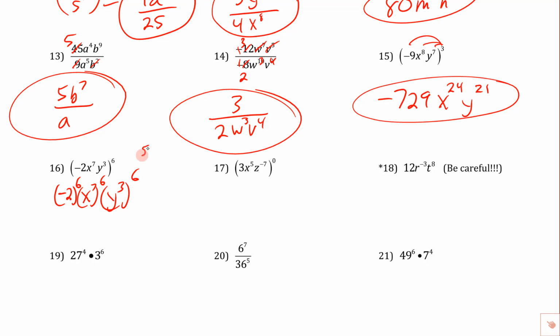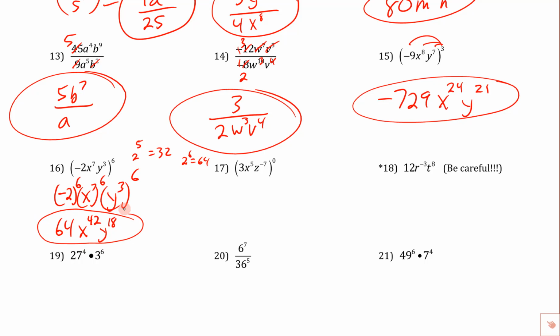If you'll remember, 2 to the 5th is 32. So that means 2 to the 6th has got to be double that, so that's going to be 64. So this is a positive 64. Power to a power we multiply, so this is going to be x to the 42nd power, and then y is going to be same type of thing, except we're going to get 3 times 6 is 18. So we'll circle that.